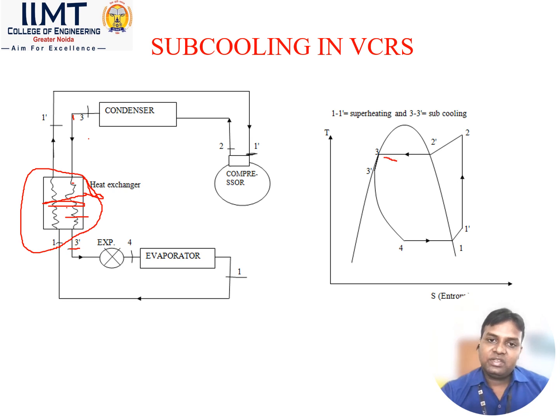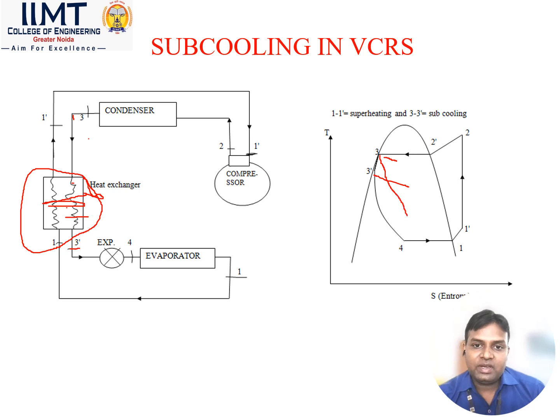So from 3 to 3 dash the temperature is being decreased, and this decrease in temperature is basically called subcooling in vapor compression. So how is the COP increased with the help of subcooling? You can see, suppose this heat exchanger is not there. Then what happens? The expansion will take place from point 3 to 4, and this will lie somewhere here. It will not reach here.